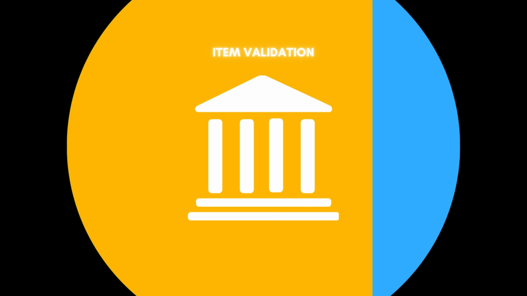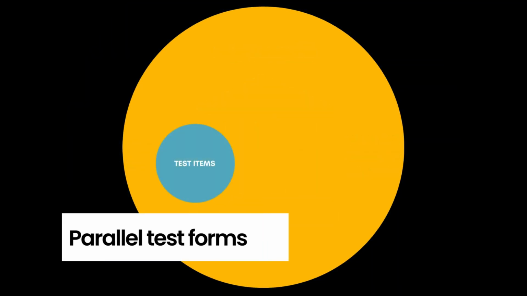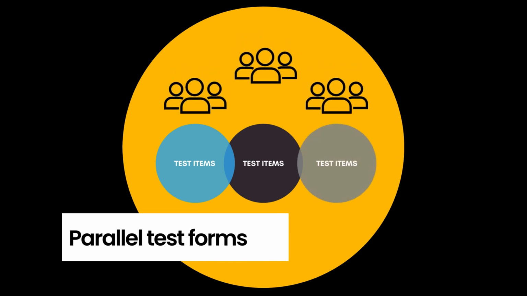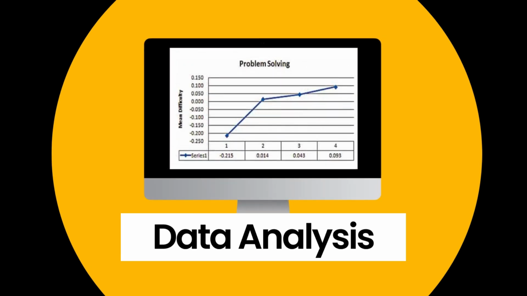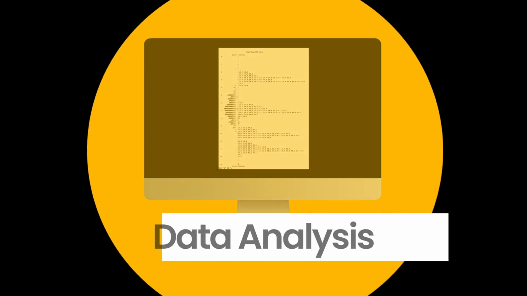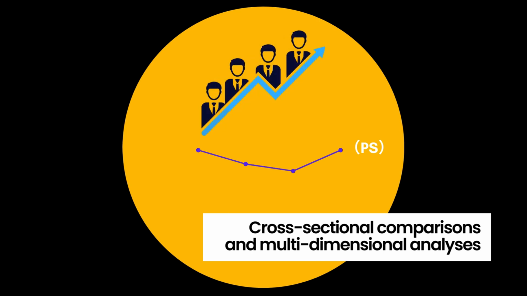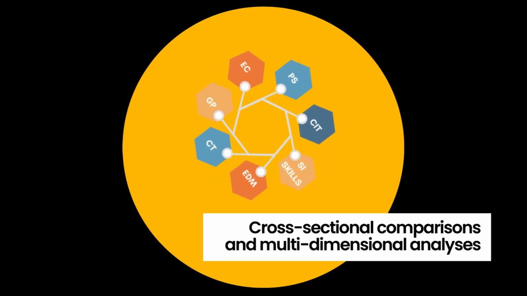Item validation consisted of the last 2 building blocks: piloting the instrument and using the Rasch model to calibrate the measures. The 425 items were assembled in parallel test forms and administered to a large student sample. The data were analyzed to examine the psychometric properties of each measure and to calibrate the items. Finally, cross-sectional comparisons of years 1-4 students were conducted to explore possible changes to the 7 GILOs over time, and multidimensional analyses were conducted to explore the relationships between the constructs.